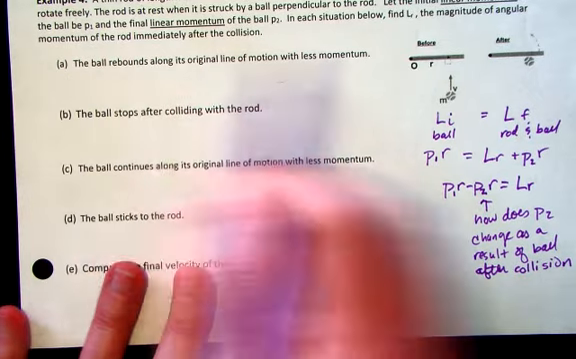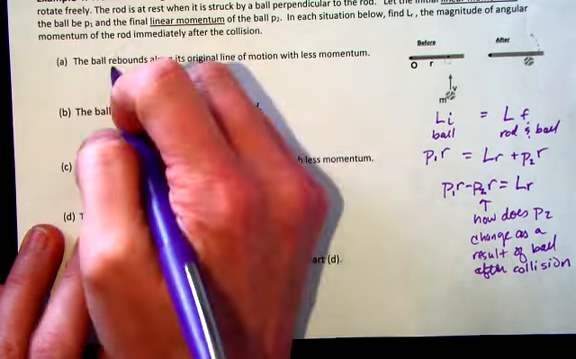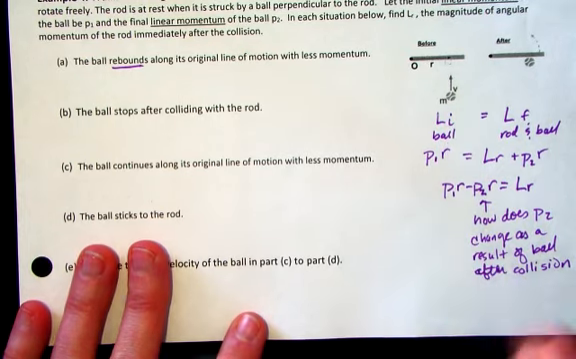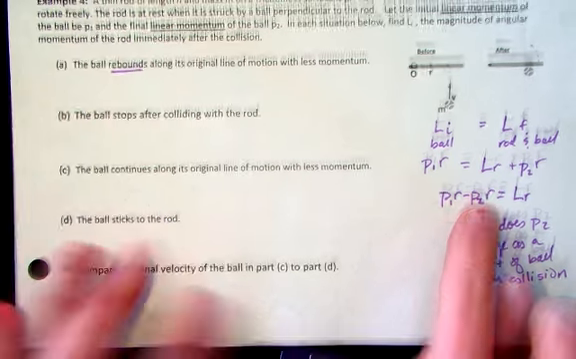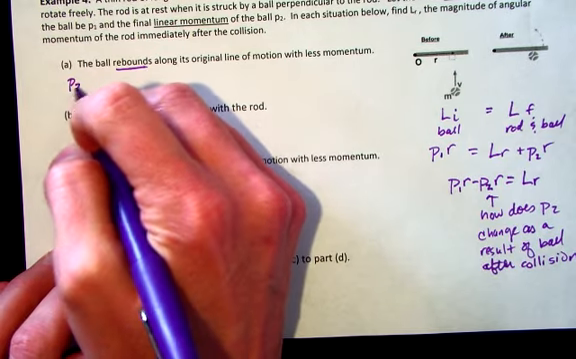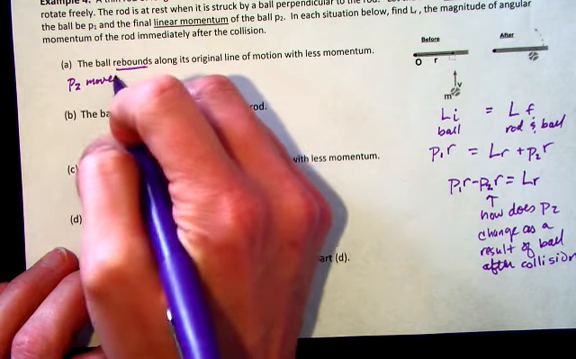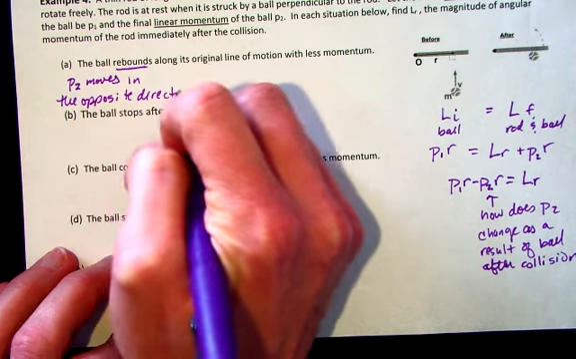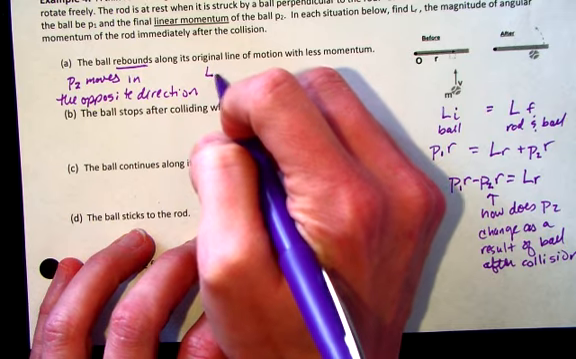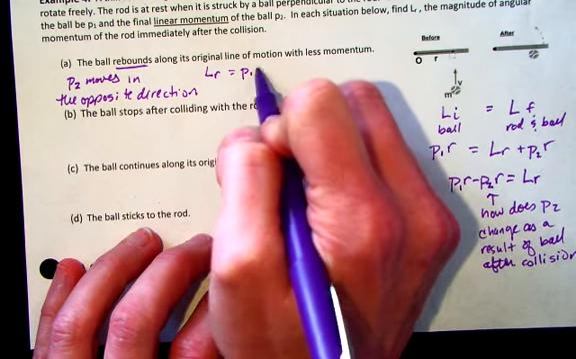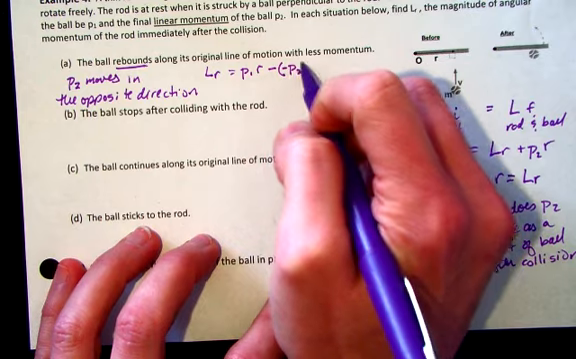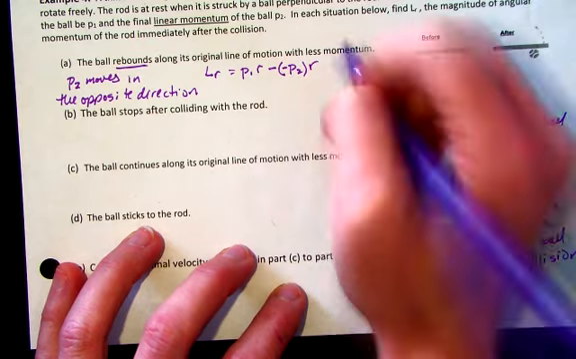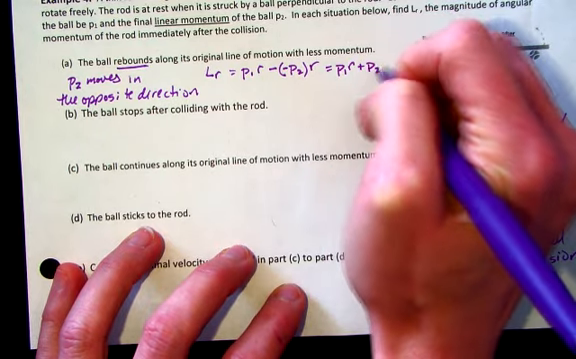All right, so the first situation is a ball that rebounds along its original line of motion. So the ball comes up, and then it bounces backwards. Now here's the thing: linear momentum has direction. So p2 moves in the opposite direction, which means the angular momentum of the rod is going to be p1R minus the opposite direction of our linear momentum times R. So this equals p1R plus p2R.